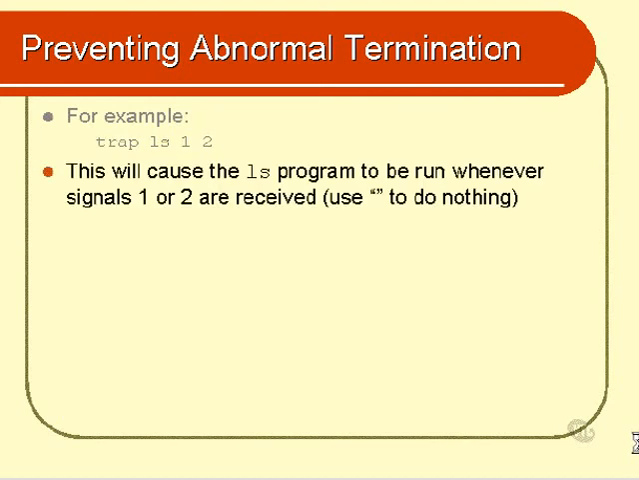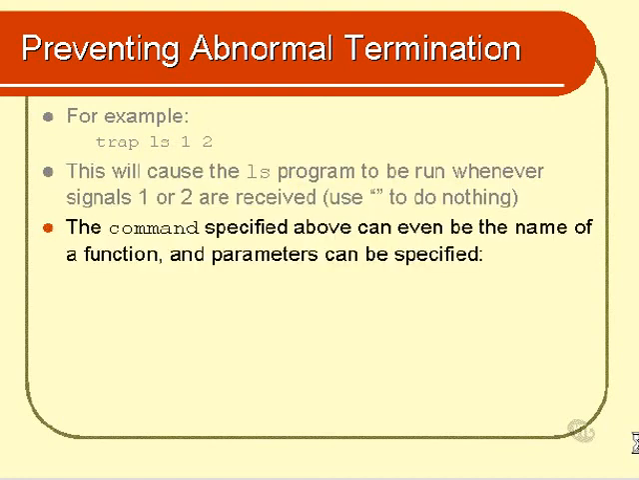If you actually want to ignore the signals, then you just use double quotes by themselves. In other words, the empty command or the empty string becomes your command. So it would be trap and then a pair of double quotes by themselves and then the signal numbers. The command that you specify can even be the name of a function, and it's also possible to specify parameters to either that function or any other command that you want to run when you receive the signal.